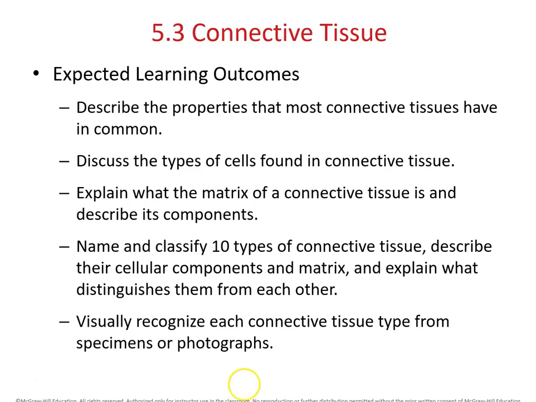So in this video, we're going to talk about what all connective tissue types have in common. There are a wide variety of connective tissues, but they do have some things all in common. Then we're going to talk about the different cells that we find in connective tissue. Then we're going to talk about the matrix that holds connective tissue together and what that matrix is made of. And then we're going to classify several different types of connective tissue. And as we do that, we'll look at some pictures of connective tissue to see what they look like in human specimens.